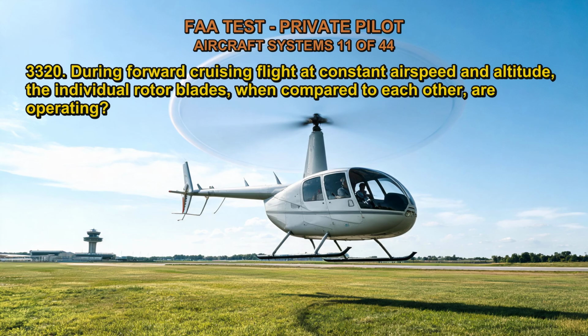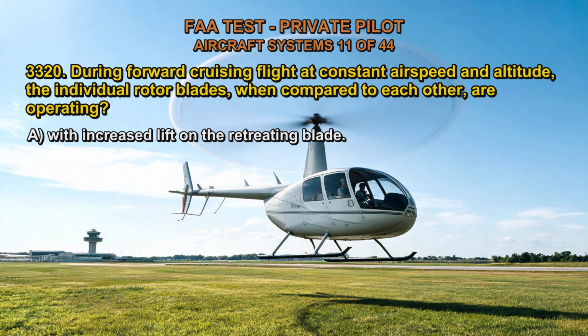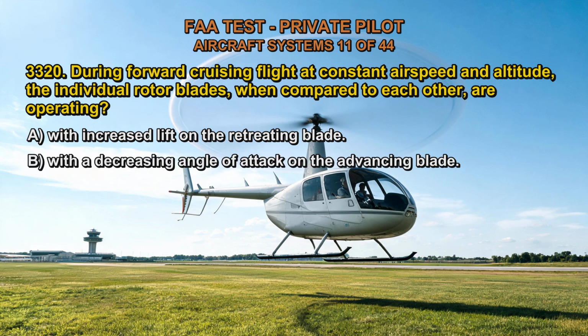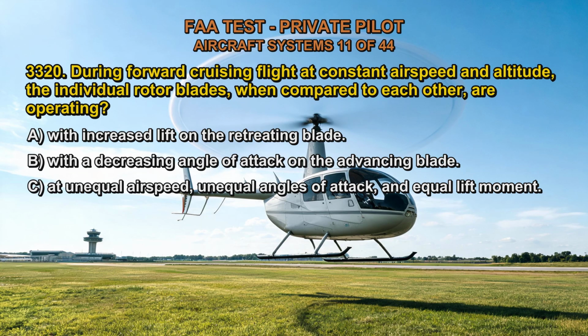3320. During forward cruising flight at constant airspeed and altitude, the individual rotor blades, when compared to each other, are operating A. With increased lift on the retreating blade. B. With a decreasing angle of attack on the advancing blade. C. At unequal airspeed, unequal angles of attack, and equal lift moment. The correct answer is C.